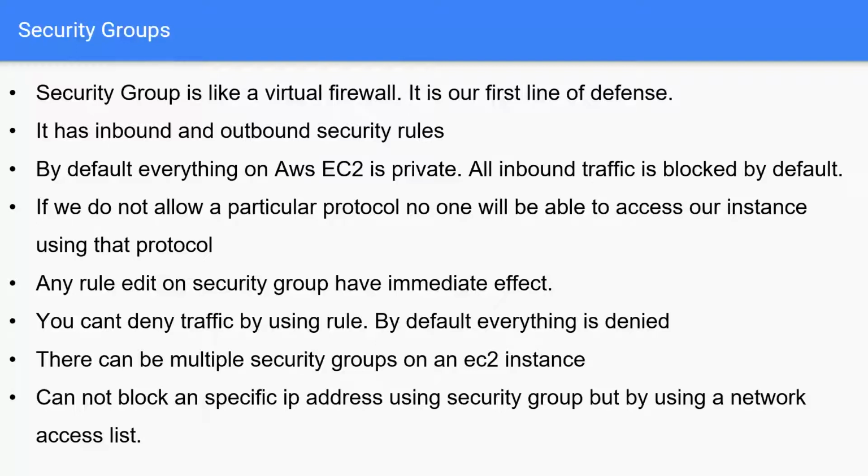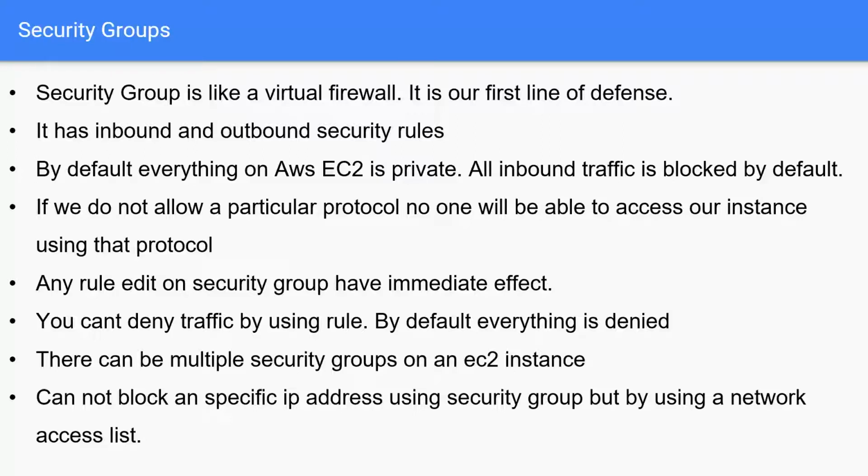Now there are some limitations as well of security groups. For example, you can just allow some traffic coming to that EC2 instance. You cannot deny traffic coming or going out of the system. This is also because by default everything is already denied.